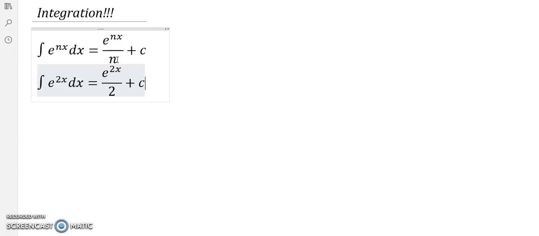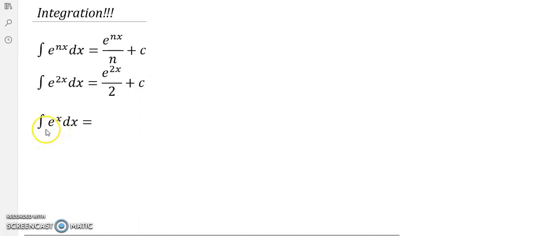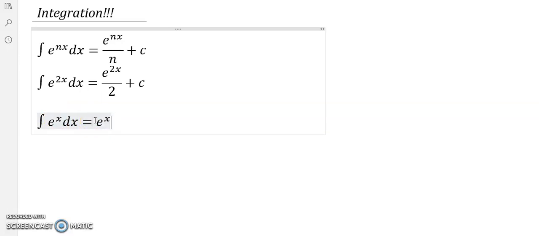Let's take another example for the sake of practice. We have the integral of the exponential function e to the power x, and as you can see here, the value of n is 1, meaning that this can also be written as e to the power x divided by 1 plus the constant c.